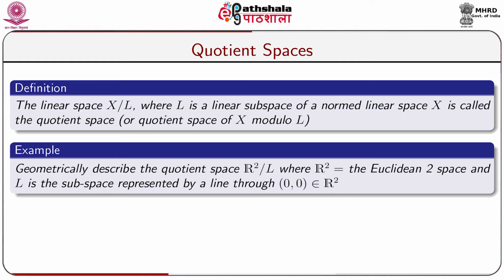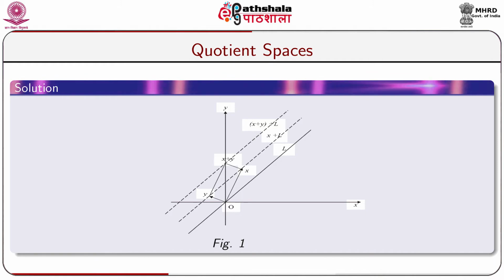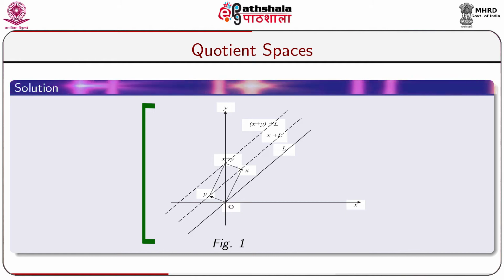So, we now give the geometrical interpretation of the quotient space. Geometrically, describe the quotient space R2 by L, where R2 is the Euclidean 2 space and capital L is the subspace represented by a line through 0, where 0 belongs to R2, that is, the line passes through the origin. Now, let us take a figure in the Euclidean 2-dimensional plane. We have taken the x axis and y axis, and L is a straight line passing through the origin.